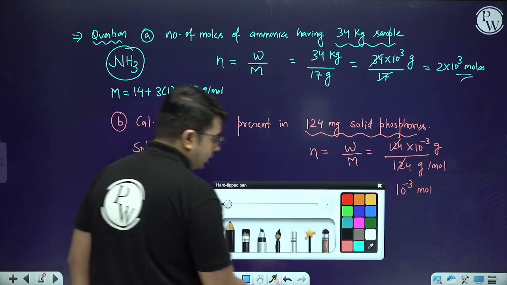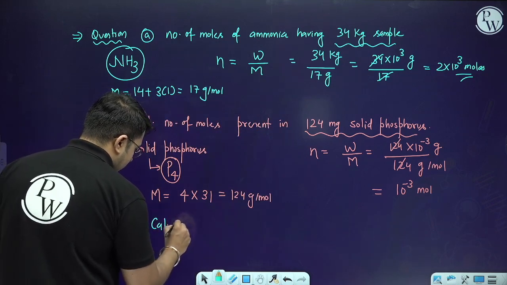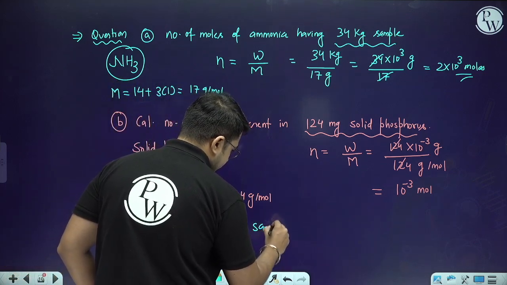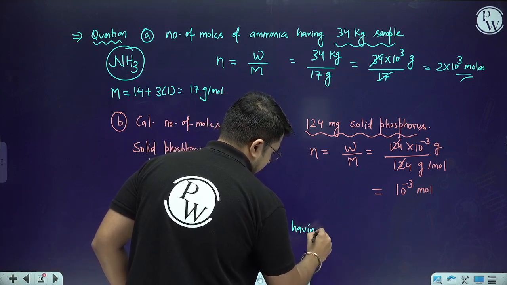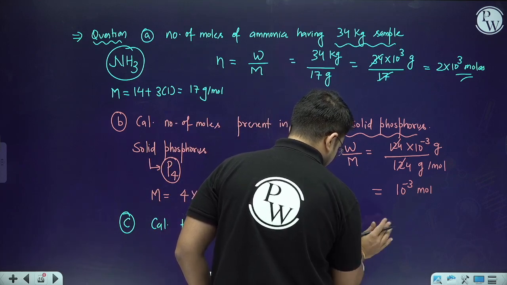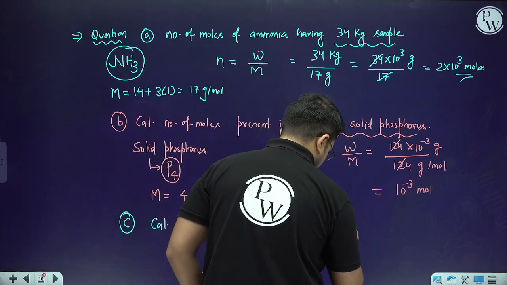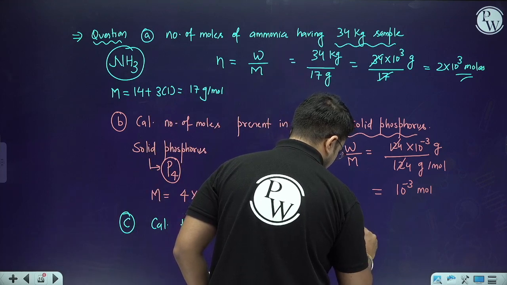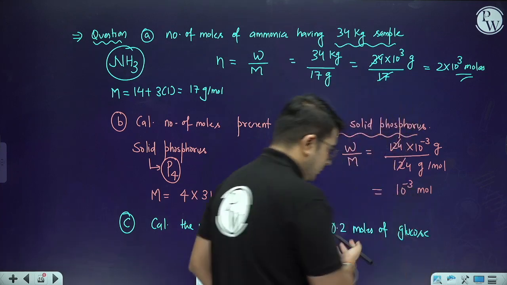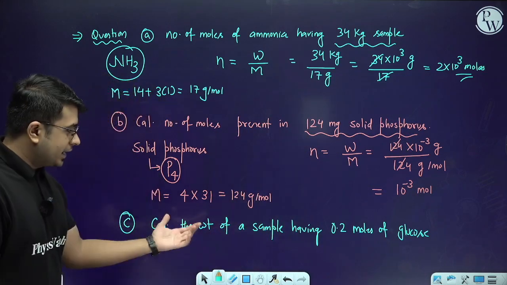And one more interesting thing. Let's say I'm talking about another part. Calculate the weight of a sample having, let's say, 0.2 moles of glucose. Another part which is slightly interesting. Now with the help of moles, we need to calculate the weight. Again, the question is asking about the weight.